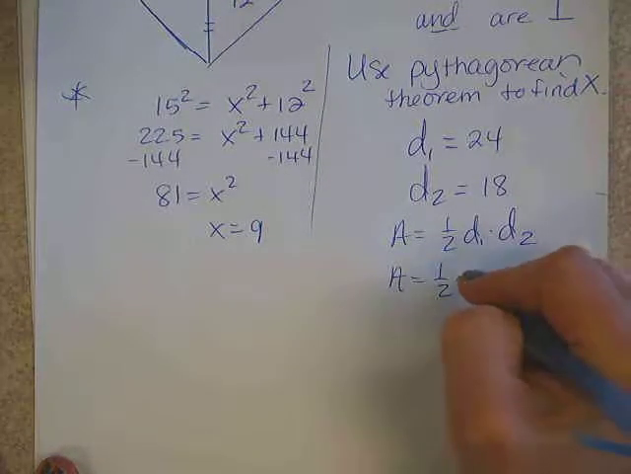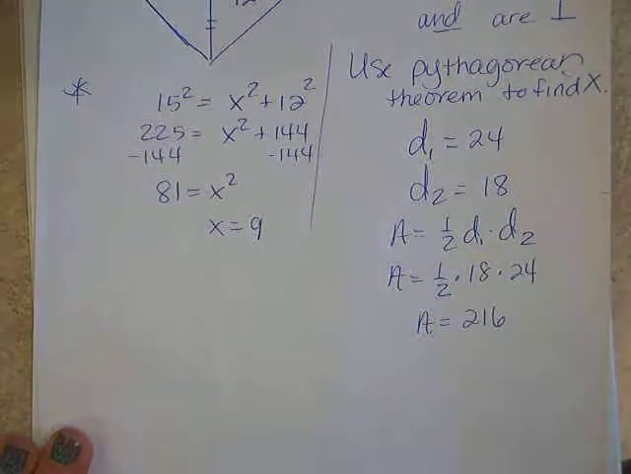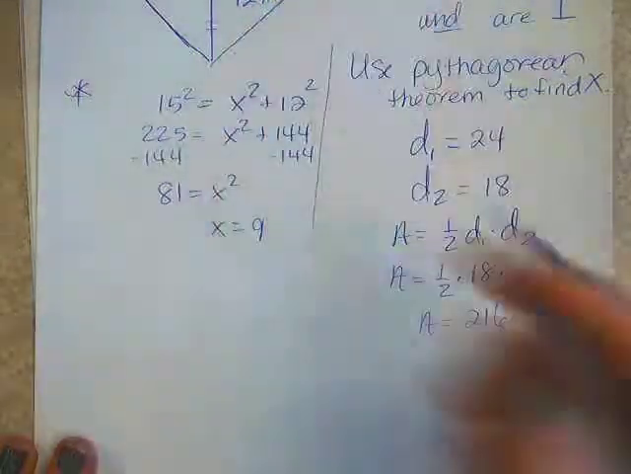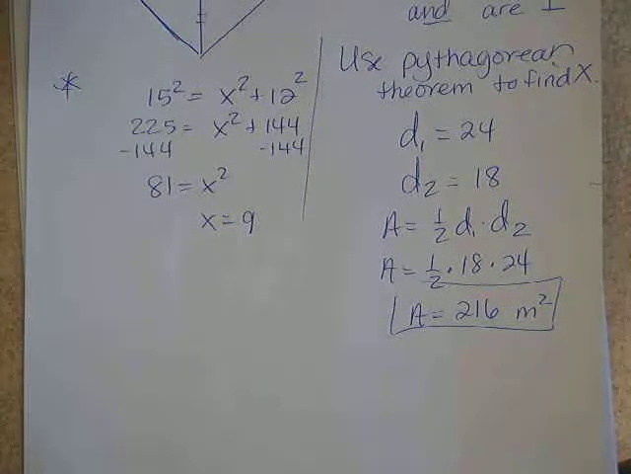Okay, so diagonal 1 would be 24, because it is the whole thing here. Diagonal 2 would be 18. There's the formula you're going to use. So the area would be 1/2 times 18 times 24. So it'd be 216, and I think those were meters. So square meters.